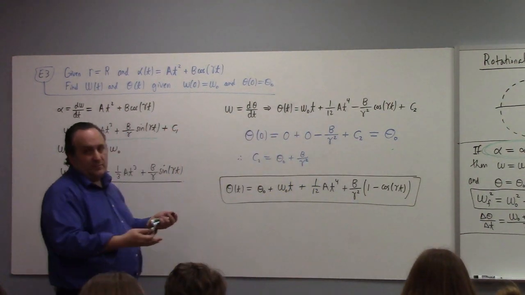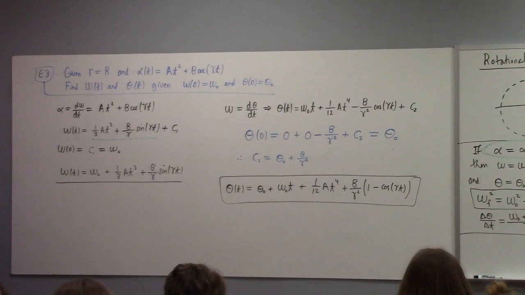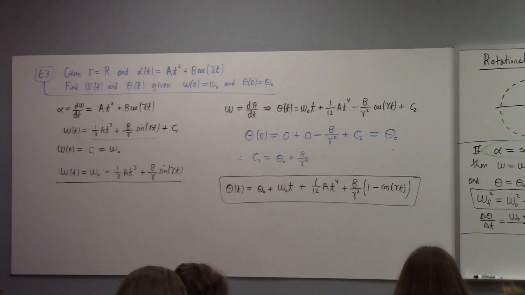Check my answer. Plug in time 0, what happens? It just equals theta naught, right? Because the terms with t are just 0. But the term with the cosine, we get a 1 minus cosine of 0, which is also known as 1 minus 1. And so we get exactly just theta naught when we plug in time 0, which is what we want.